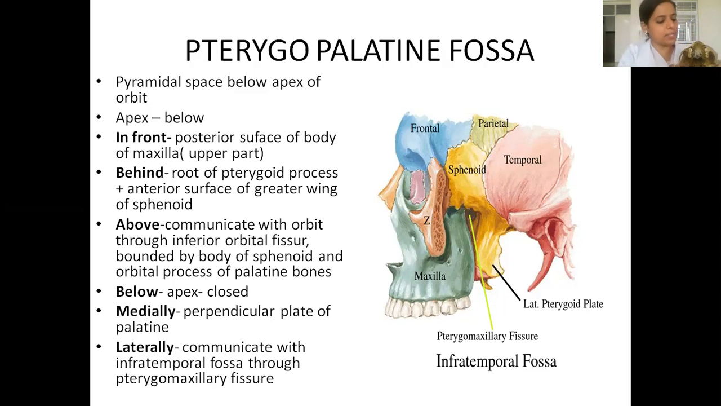From the pterygomaxillary fissure, there is a communication between the orbit and the infratemporal fossa. That means that particular small communication area is nothing but the pterygopalatine fossa. Okay, so these are the boundaries we have seen.